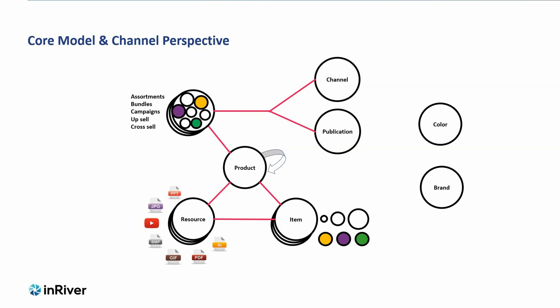Then, with the freedom that we have in the inRiver marketing model, we can create any other type of entity. For instance, we might have a lot of information about the color or the brand, and we can create separate entities to hold that information. Or maybe we work with food and we want recipes and chefs and other inspirational entities, and we can add that also to the marketing model.